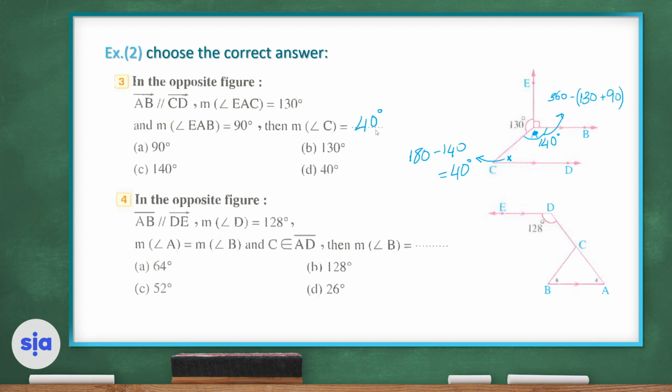Question 4. In the opposite figure, if AB is parallel to DE ray and angle D is 128 degrees, the measure of angle A is equal to the measure of angle B, and C belongs to AD, how can we find the measure of angle B? You can see that angle A with angle D are interior angles on the same side of the transversal. So angle A is 180 minus the 128, so angle A is 52 degrees. If angles A and B are equal in measure, then angle B is also 52 degrees.